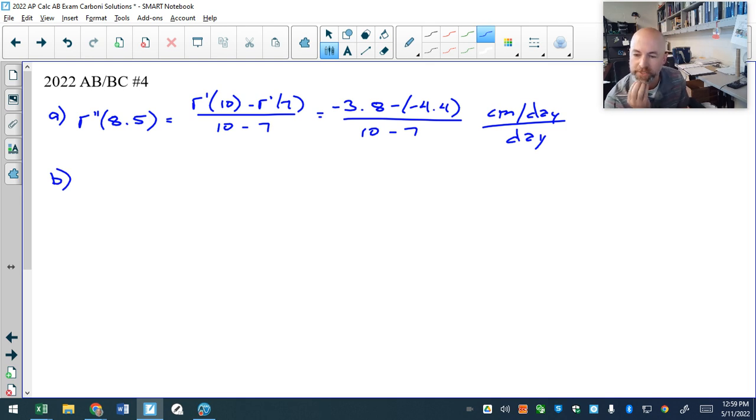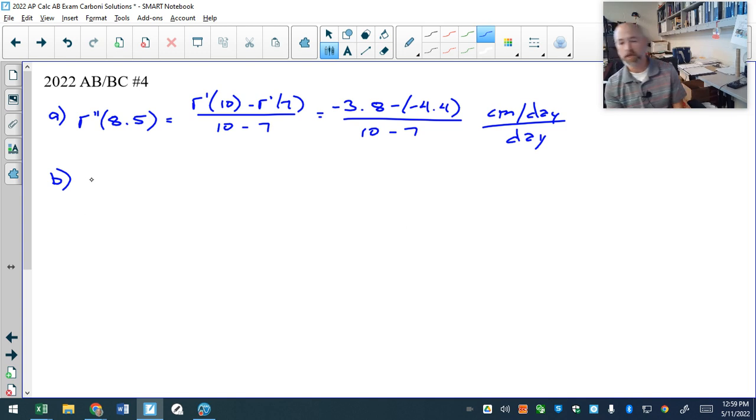Part B, is there a time for which r prime of t equals negative 6? Now, I tell my students that if you are ever asked to justify that the derivative equals something, to start with the mean value theorem. However, for this particular problem, the table given is r prime, and they're asking for values of r prime. So we're actually going to go intermediate value theorem, and the answer is yes.